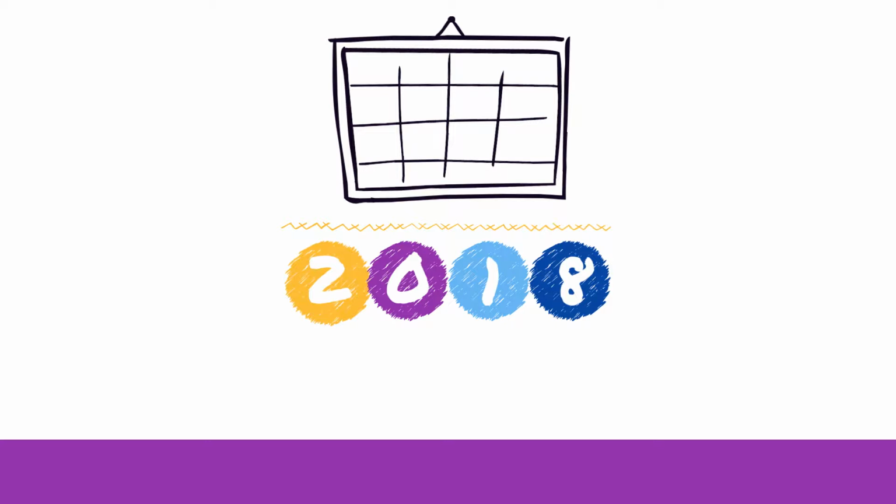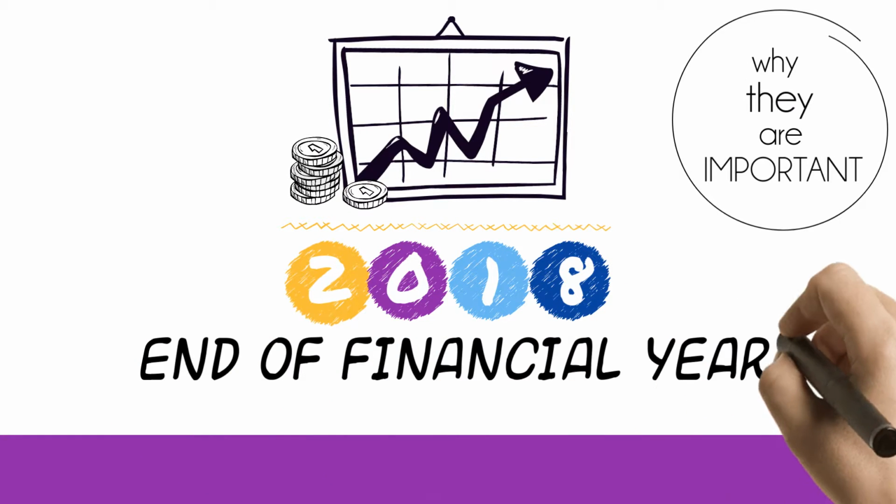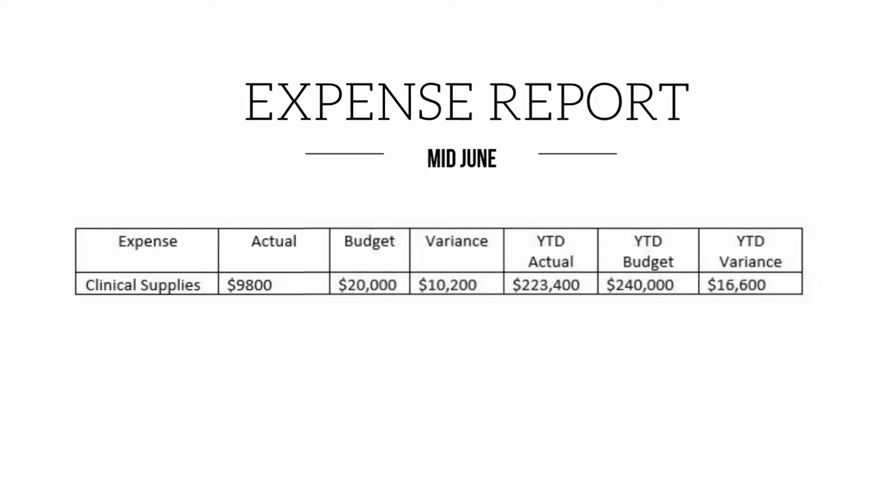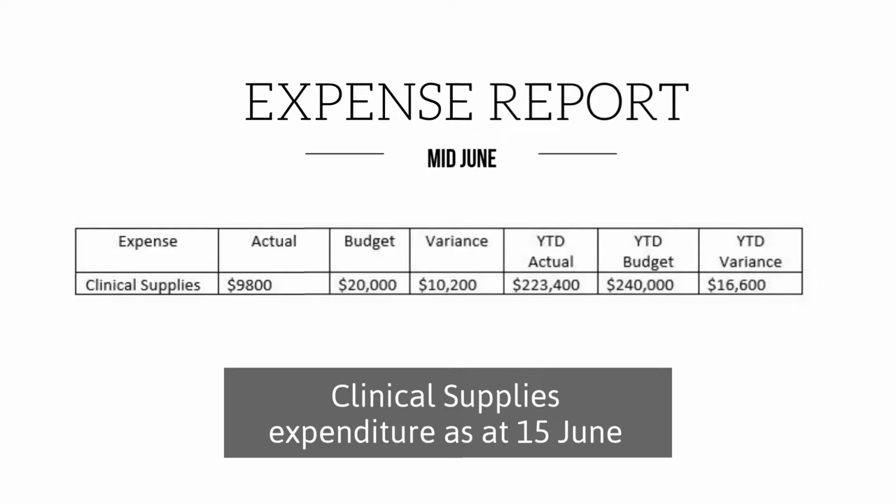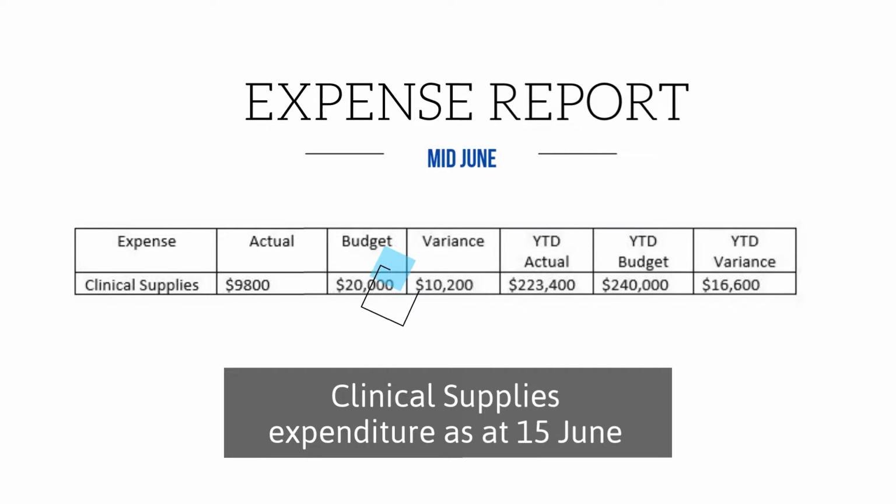The importance of end of financial year accruals. It's nearing the end of the financial year, and currently your financial reports show the following summary of expenses for midway through June on the clinical supplies line. You've actually spent $9,800 this month with a budget of $20,000, which gives you a variance of $10,200 in the positive, so you're under budget.